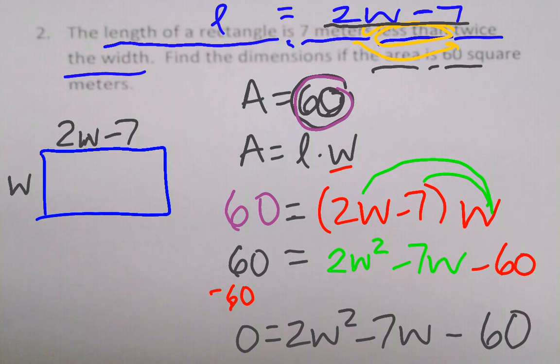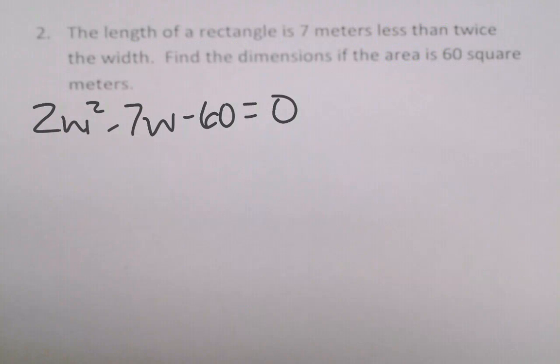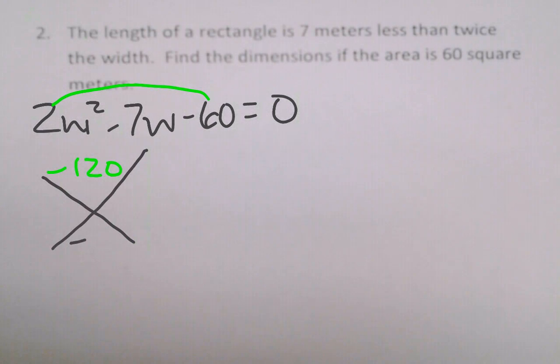Now I need to factor. Do I have a GCF? No. How many terms do I have? 3. Is A 1? No. So I need to be using the X box. So let's go and factor. My expression is 2W squared minus 7W minus 60 equals 0. So to use the X box, I need to multiply first times last, and that gives me negative 120 at the top. And put my negative 7 at the bottom.